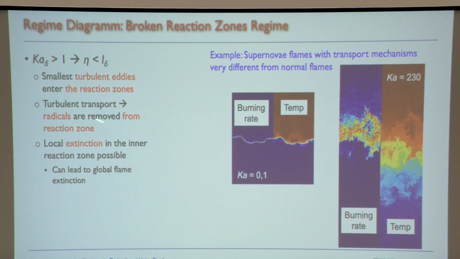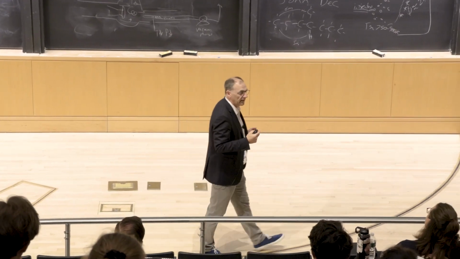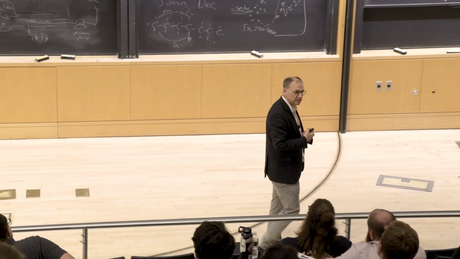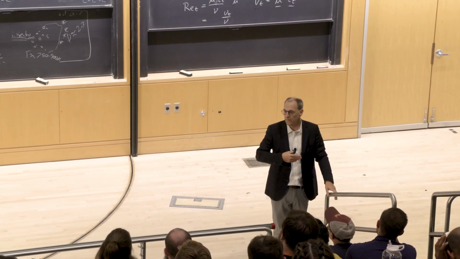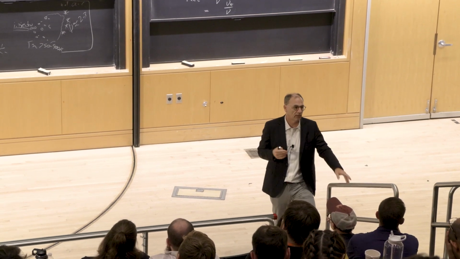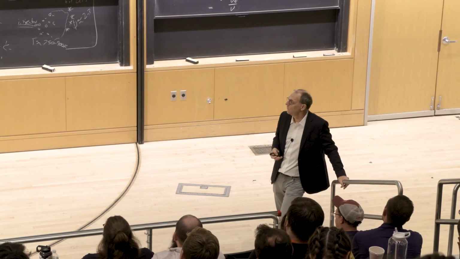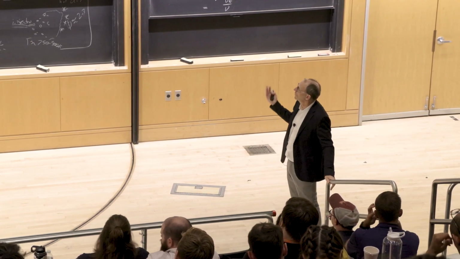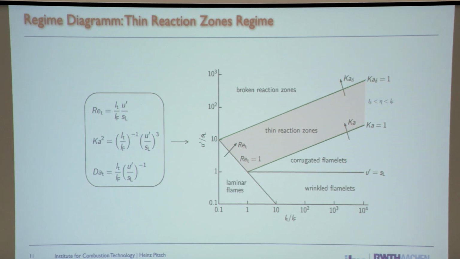So in this regime, you can have local extinction, and it can lead to global flame extinction, similar to what we discussed yesterday for the premixed and non-premixed flames. As soon as the mixing gets faster than the chemical reactions, or the chemical reactions are slower than mixing, the reactions can't keep up, and then flames extinguish. And that's the same here. If you are in that regime, then it's likely that a flame would just blow out if you don't do anything special to stabilize the heat release process.